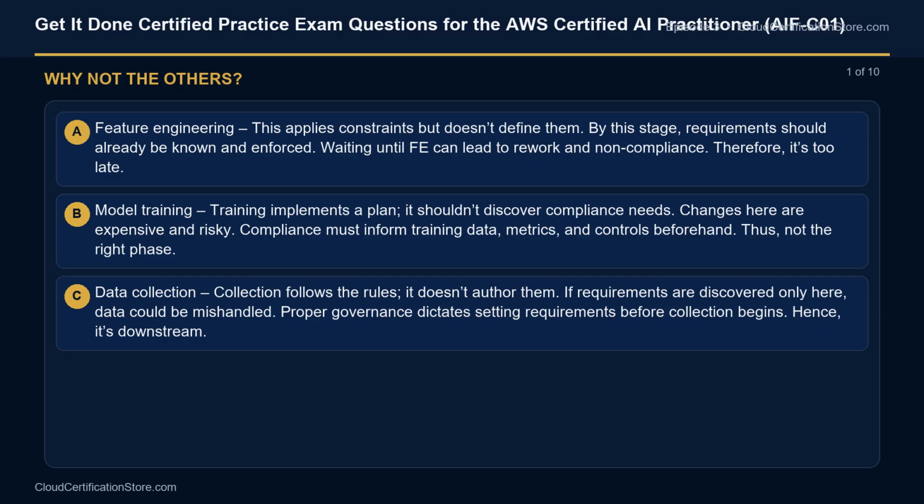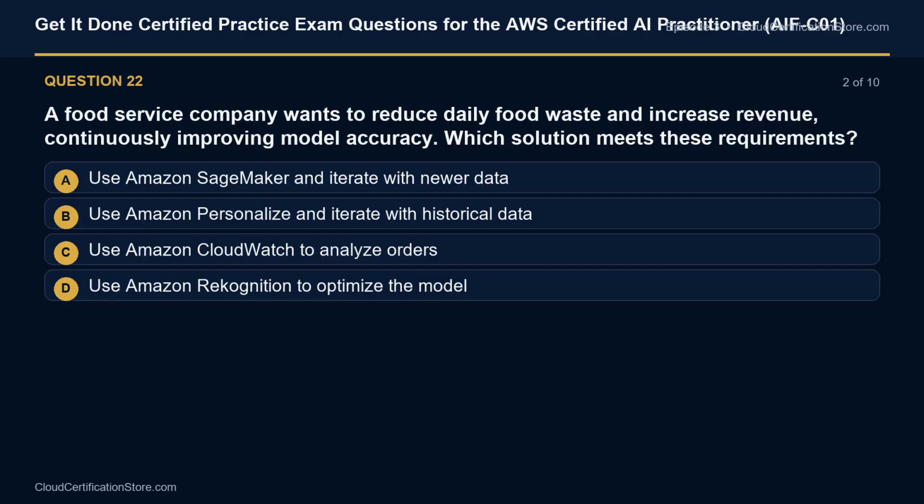Why not option C? Data collection follows the rules. It doesn't author them. If requirements are discovered only here, data could be mishandled. Proper governance dictates setting requirements before collection begins. Hence, it's downstream. Question 22.